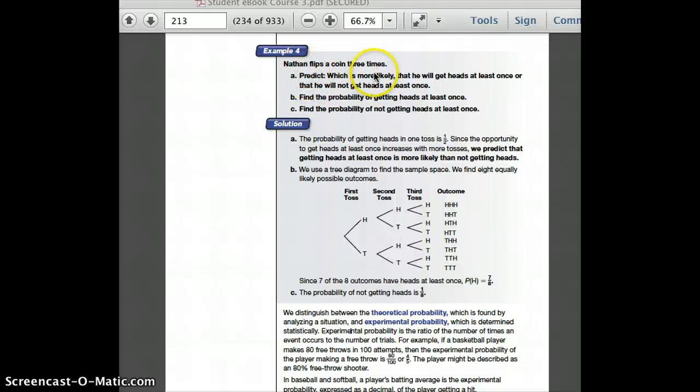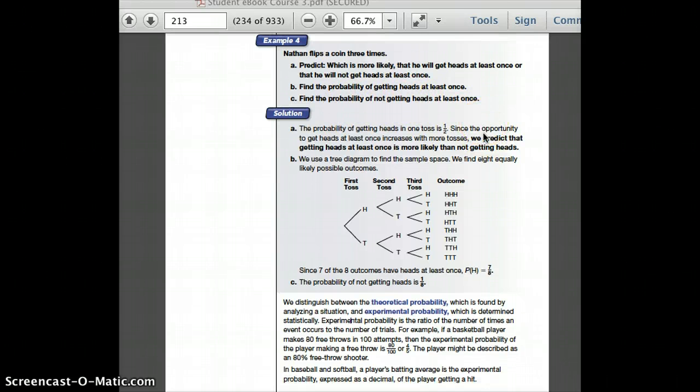Nathan flips a coin 3 times. Predict what is more likely, that he will get heads at least once or that he will not get heads at least once. Find the probability of getting heads at least once, and then find the probability of not getting heads at least once. Okay.